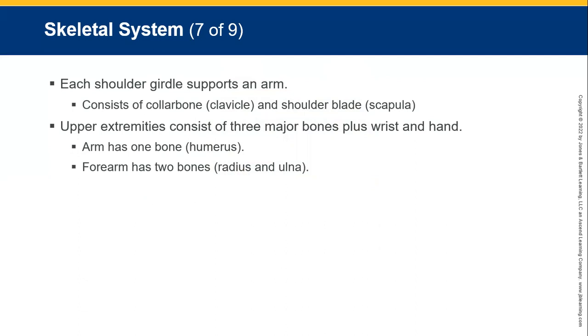The upper extremities consist of 3 major bones plus the wrist and the hand. The top bone is called the humerus, the arm. The forearm is the radius and ulna. The wrist bones are called carpals, the hand bones are called metacarpals, and the fingers are called phalanges.